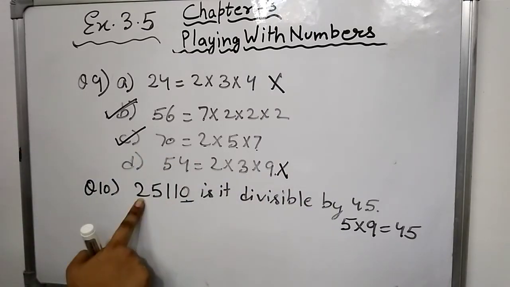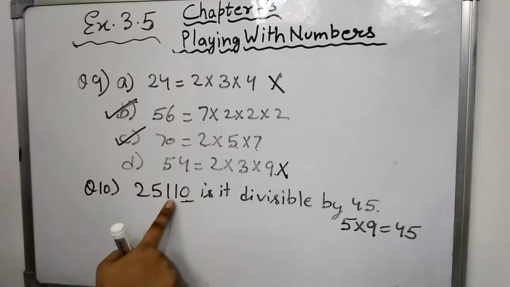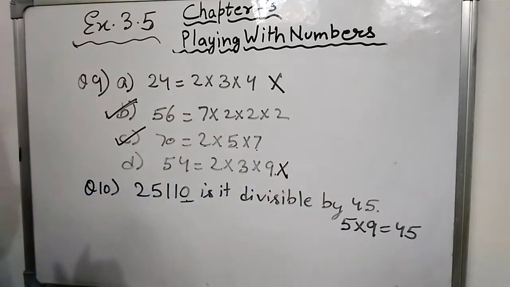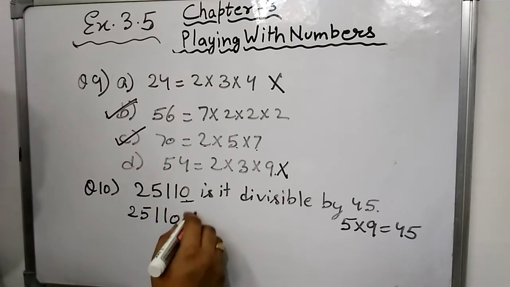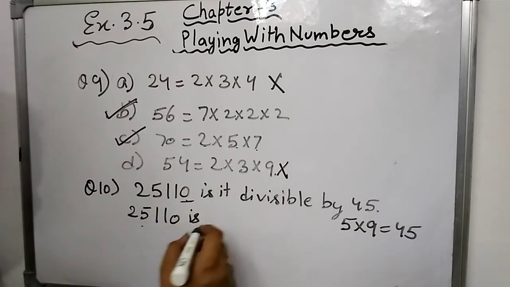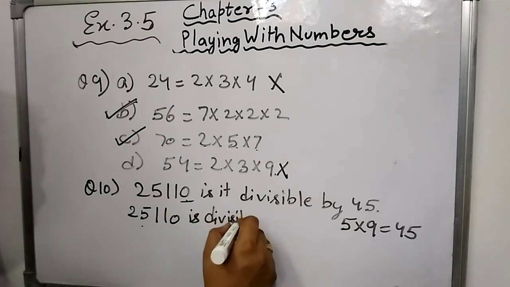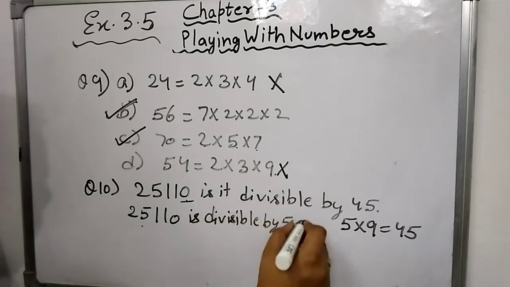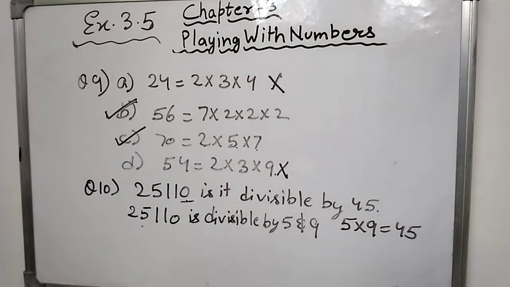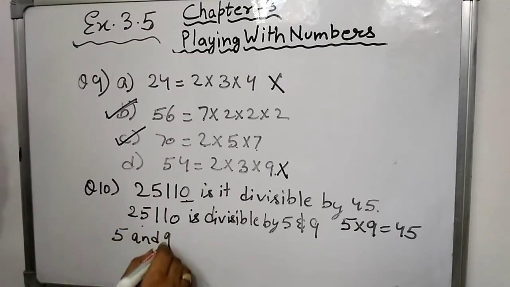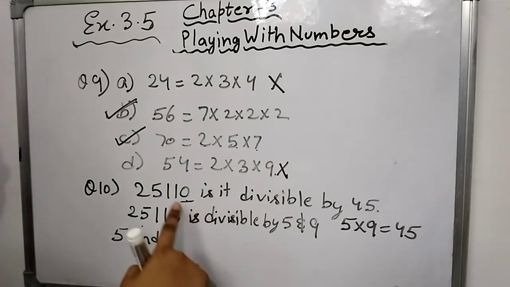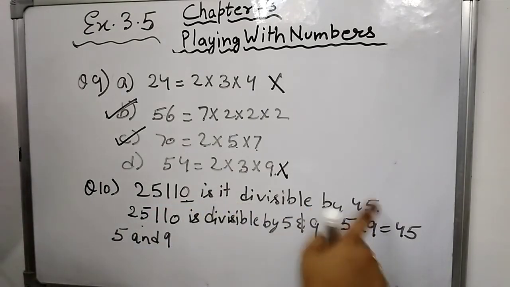Now let's add all the digits. 5 plus 2, 7 plus 1, 8 plus 1, 9. 9 is also divisible by 9. So that means this number is divisible by 9 also. So we get two statements that this number 25,110 is divisible by 5 and 9. Now if 5 and 9 are co-prime numbers, then it can be said that 25,110 is divisible by 45.